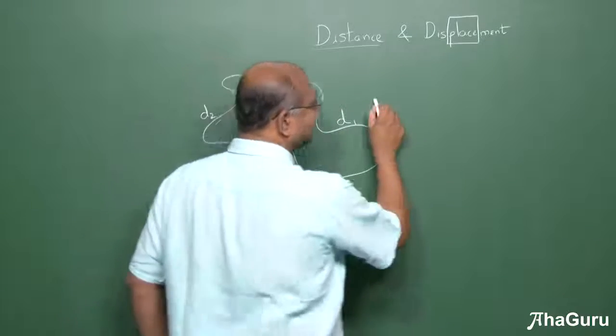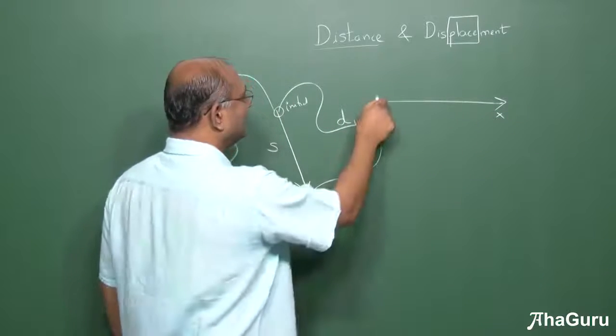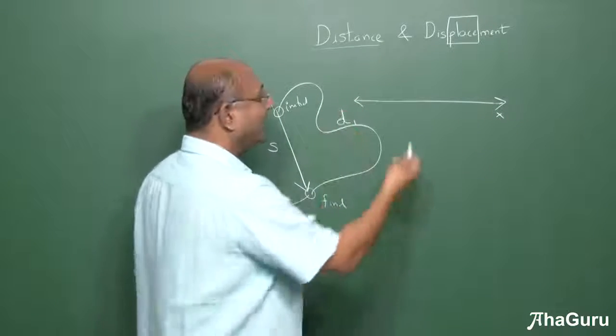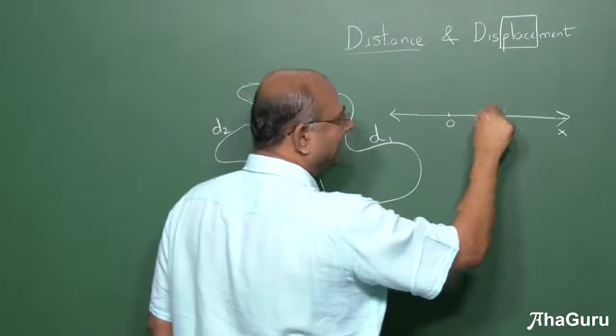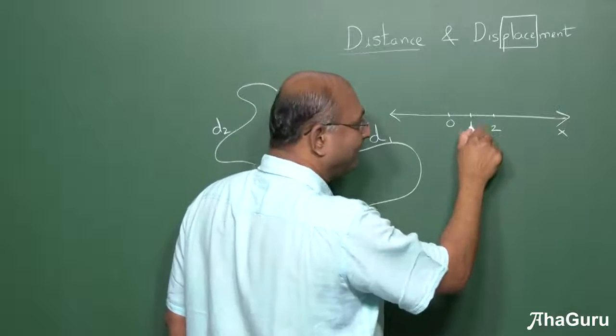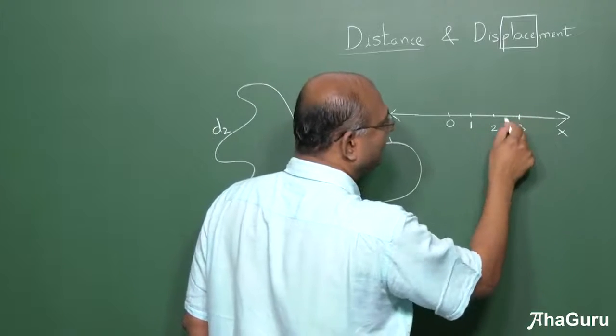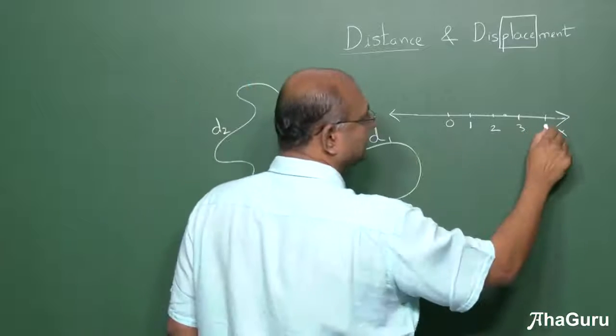We are going to use the x-axis to talk about position. Where are you? I am at x is equal to 0. I am at x is equal to 2. I am at x is equal to 1. I am at x is equal to 3. I am at x is equal to 2.5. And let's say that was 4.